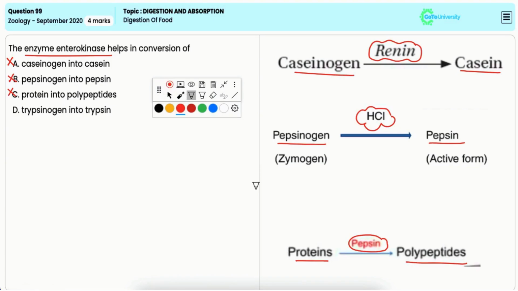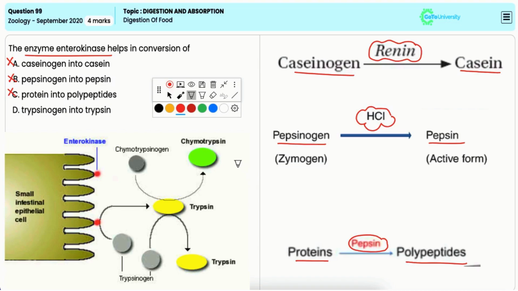So option D, trypsinogen into trypsin. Now, as already stated, enterokinase is responsible for converting the inactive enzyme trypsinogen into active form, that is trypsin, in the small intestine. And trypsin then helps in digestion of proteins. Hence, this is the correct option.